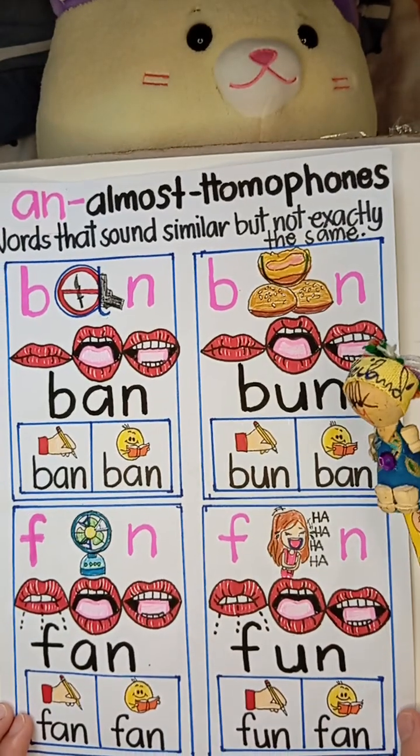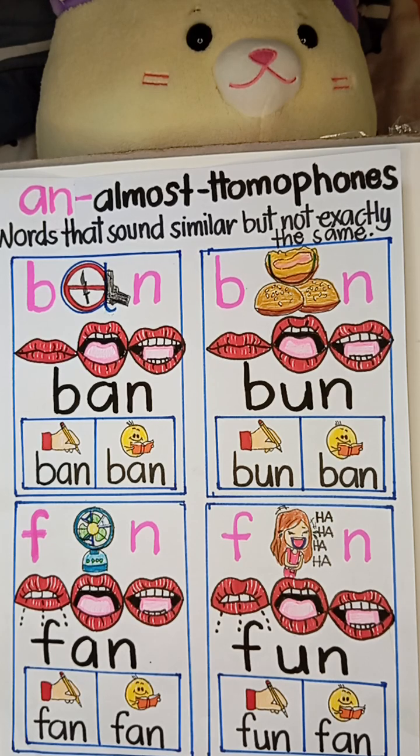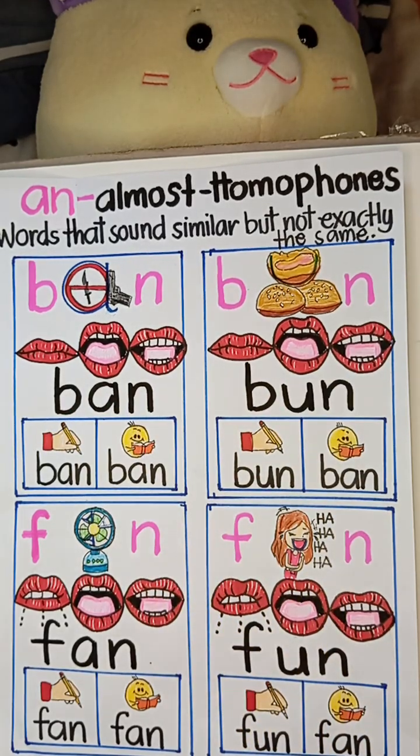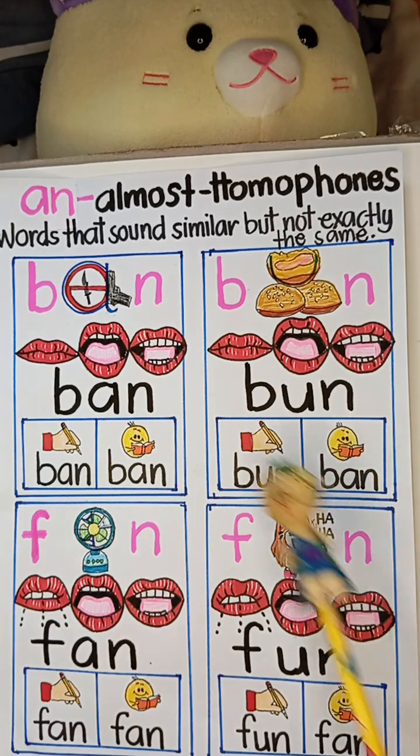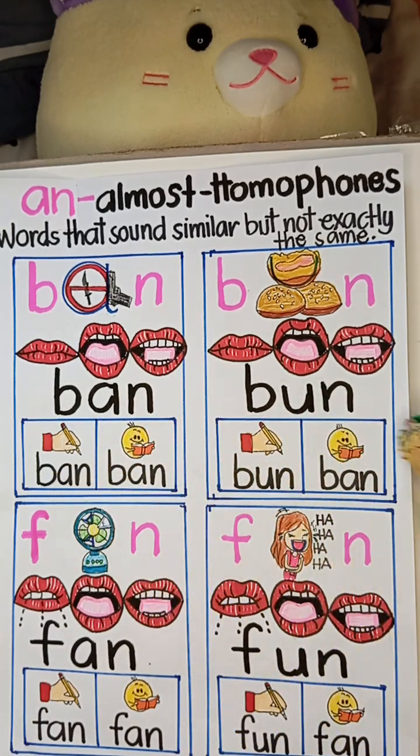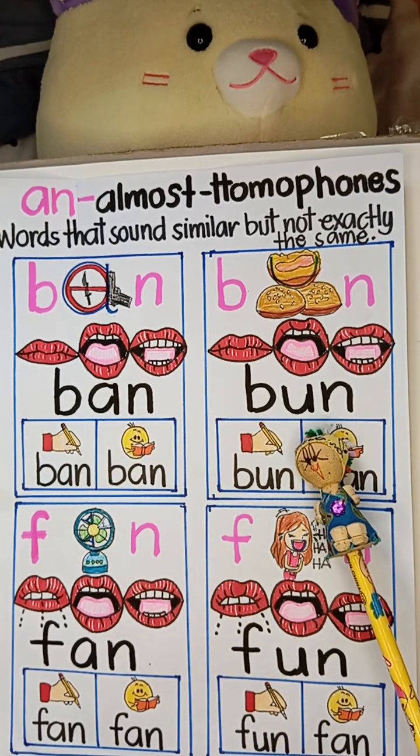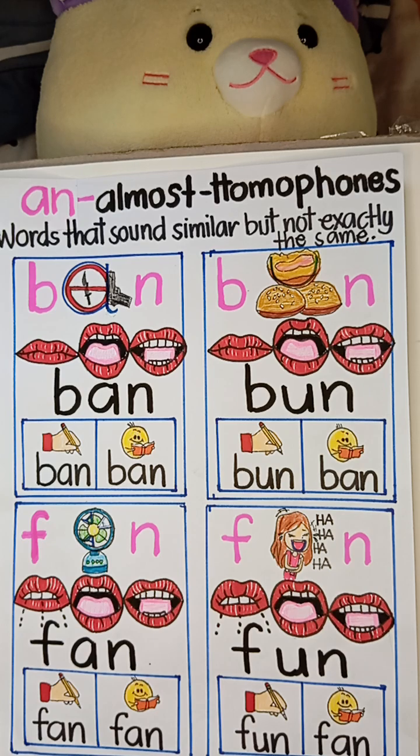Now it's time for N sound CVC words that are almost like homophones. These words sound similar but are spelled differently. Listen carefully as I reveal the secret to spelling each word. Here are some almost homophones that contain the N sound with a different meaning and spelling. B-A-N and B-U-N are spelled differently but sound very similar when reading. Ban. When it comes to spelling, it can be a bit tricky.